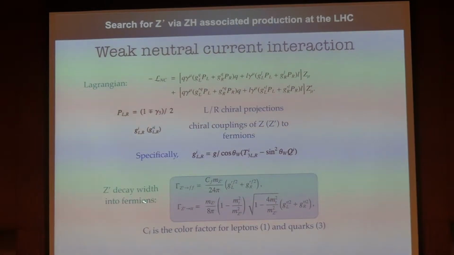Here the Z prime decay width into fermions can be obtained from this Lagrangian, and this is the Z prime to light quarks decay width and Z prime to t t-bar. C here is the color factor for leptons and quarks.